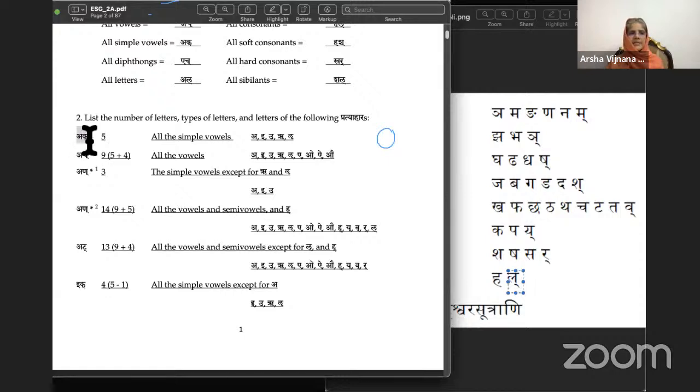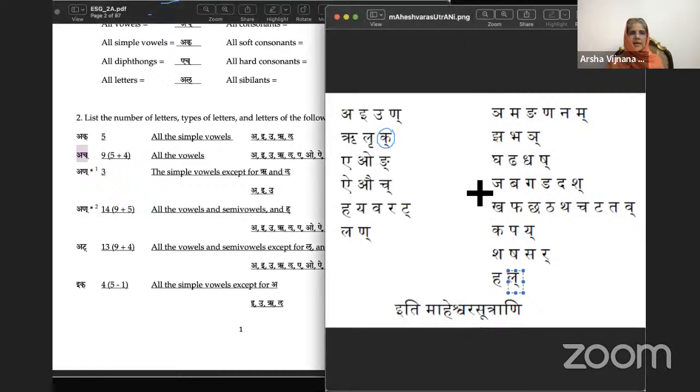So, ak is equal to all the simple vowels, 5, you have 5 here, and ach, all the vowels. An: all vowels and semi-vowels, an. So not this an here, but this an, this na, okay?